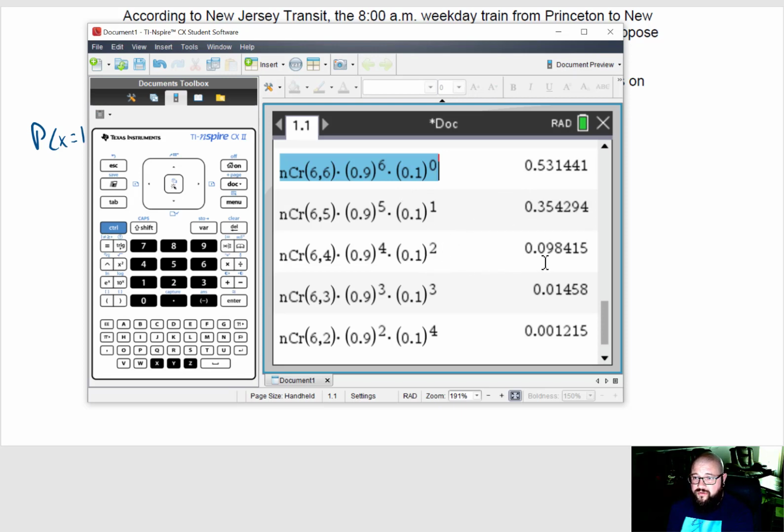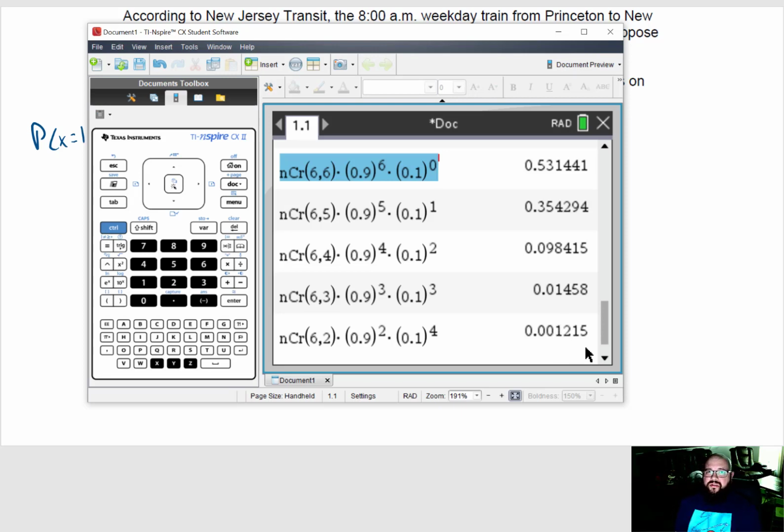For 4, there's a 9.84% chance. And then for 3 out of the 6 days, it was a 1.46% chance. And then it got really small. Then we went up to having just 2 days of success. Then it got really low, right? Because there's a 9% chance to arrive on time. So for only 2 days out of the 6 to be on time, that'd be very rare, because there is a 0.1% probability that would happen.